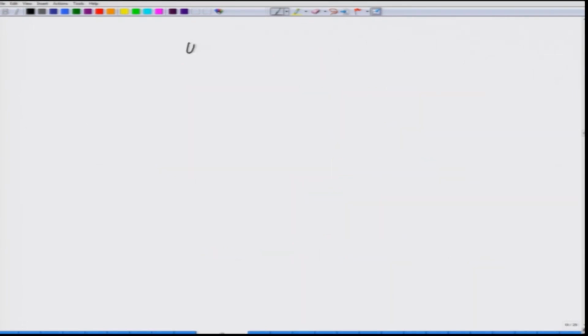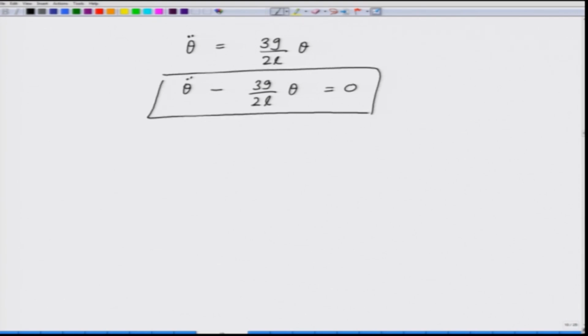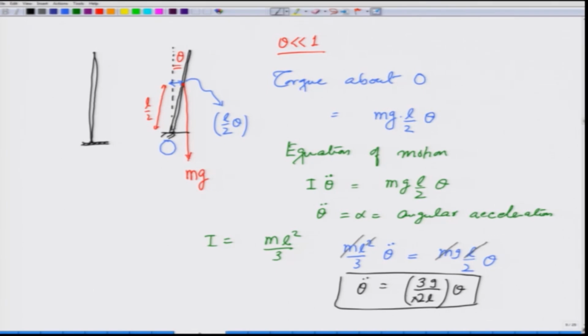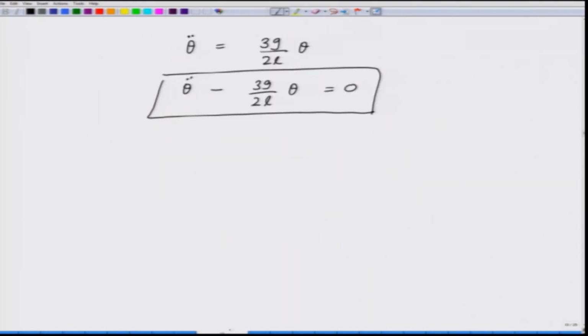So, the equation I have is theta double dot is equal to 3g over 2L theta, or theta double dot minus 3g over 2L theta is equal to 0. I just missed a factor of 2 here. So, this should actually be 3g over 4L theta. So, the correct equation that I have is not this, but theta double dot minus 3g over 4L theta is equal to 0.